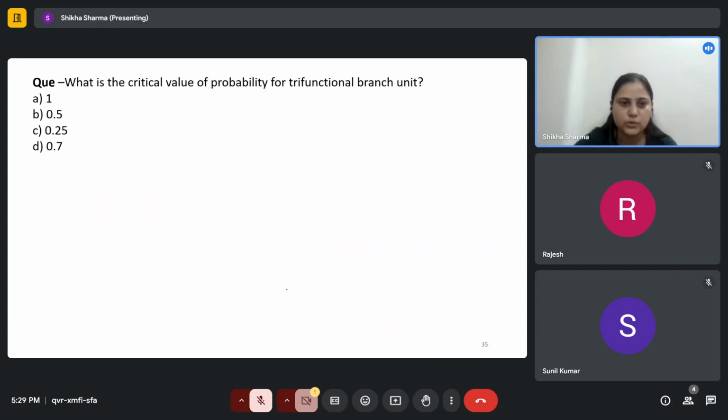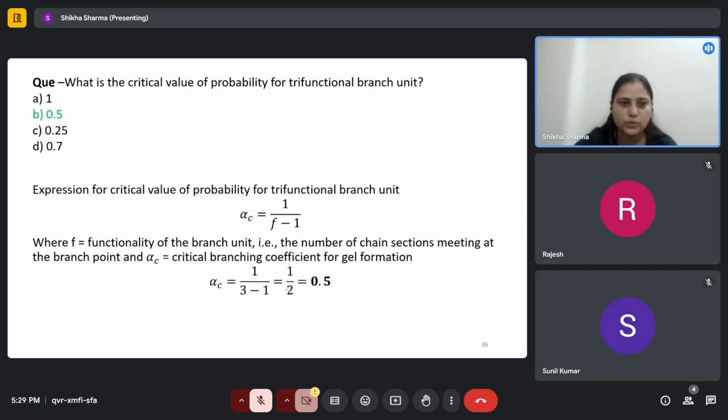So next question is, what is the critical value of probability for a trifunctional branch unit? 1.5, 0.5 and 0.7. So its answer is 0.5. Why? The expression for critical value of probability for a trifunctional branch unit is equal to 1 upon f minus 1, where f is the functionality of the branching unit, right? Because it is given in the question as a trifunctional branch, f is equal to 3. So 1 upon 3 minus 1, which is 1 upon 2, and we get the critical branching coefficient as 0.5, or critical value of probability as 0.5. So option B is correct.